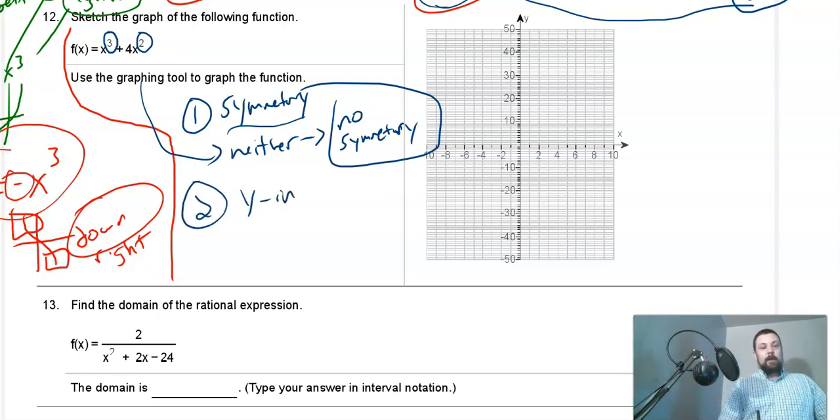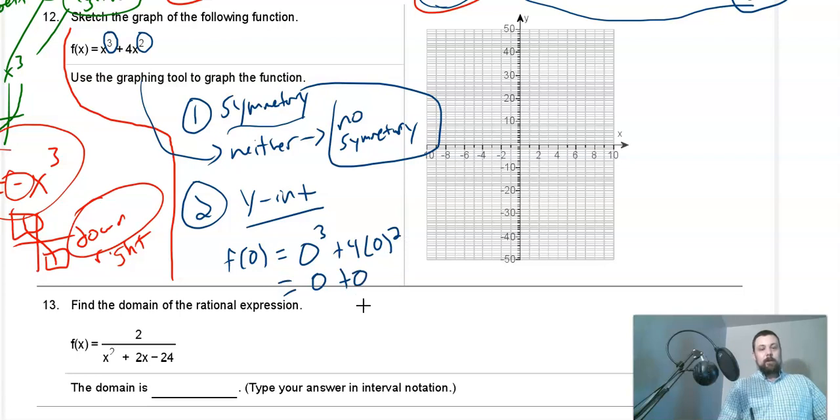What about the y-intercept? We'll plug in 0 for x. That's how you find the y-intercept. We'll get 0 to the third power plus 4 times 0 squared. That's going to be 0 plus 0, which just gives me 0. And so the y-intercept is at 0, 0. And so that gives me this point here.